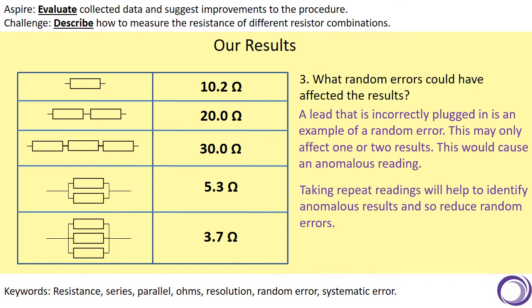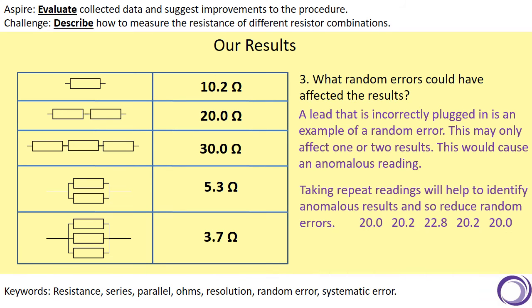So we talked about repeat readings on the last bit, and you can check if something is precise. But taking repeat readings will also help you to identify anomalous results. And then if you've got anomalous results, you can see them and do something about it. So taking repeat readings can help you reduce random errors. Let me give you an example.